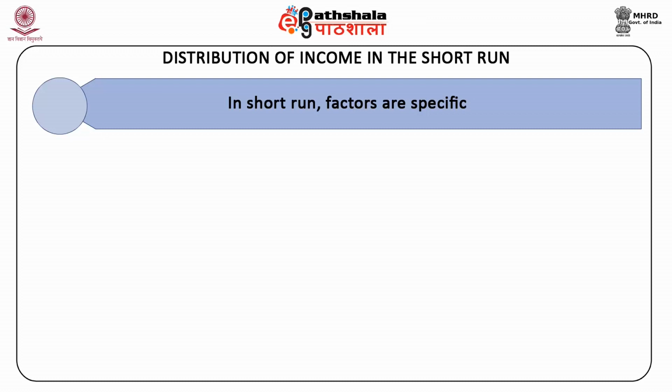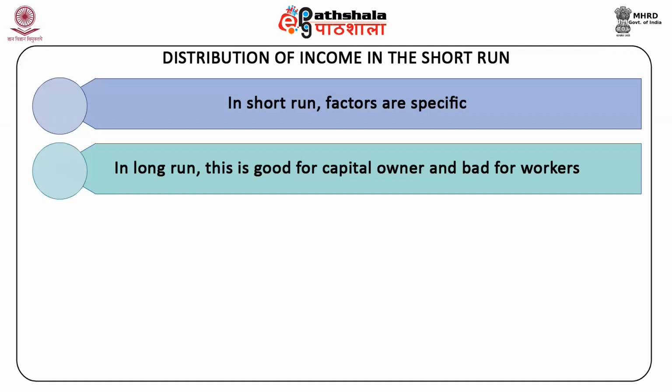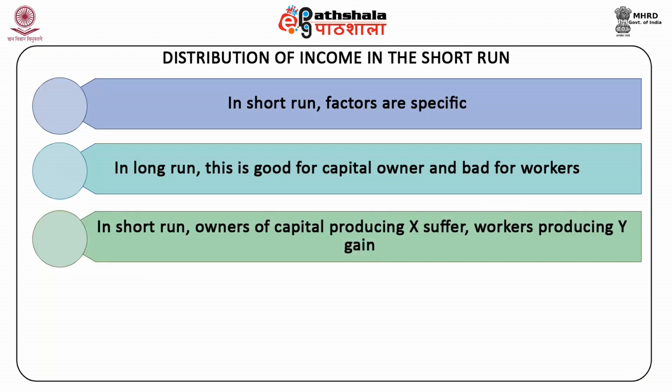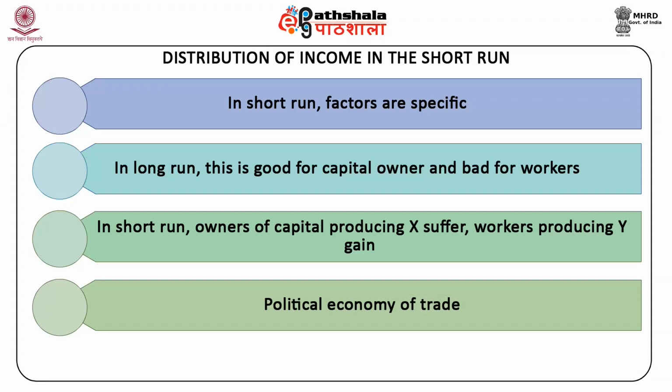Suppose that international trade leads to a decrease in the relative price of good X, the capital intensive good. In the long run, this is good for capital owners and bad for workers. But in the short run, owners of capital that are currently used in good X production may suffer, while workers currently employed in good Y may gain. Such short run gains and losses determine the political economy of trade.